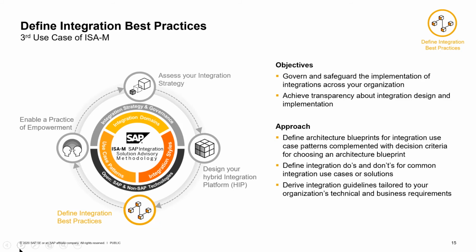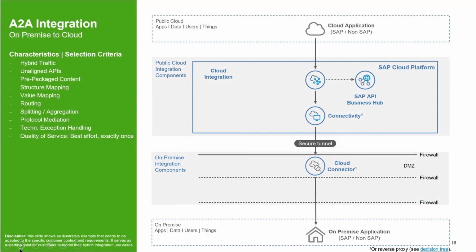They are complemented with decision criteria and characteristics which help integration developers to choose the right blueprint for an integration requirement. Furthermore, the blueprints are complemented with integration do's and don'ts, implementation instructions, and more. Here you can see an example of an architecture blueprint, which is defined for the integration use case A-to-A integration, so it's an application-to-application integration use case, and the integration domain, which is here on-premise to cloud.